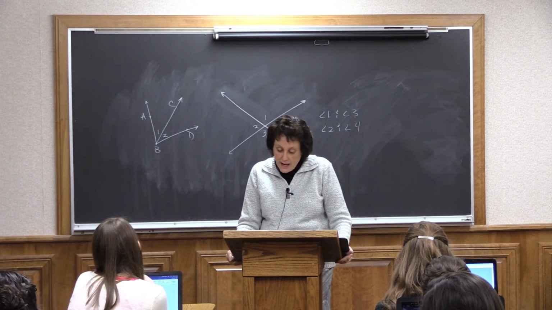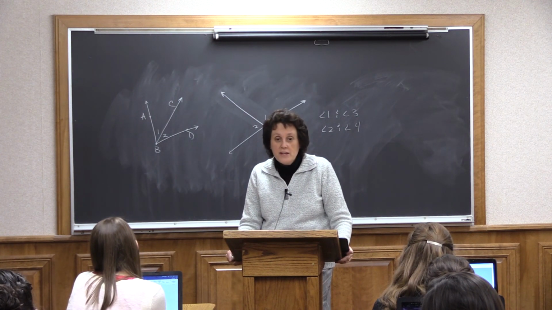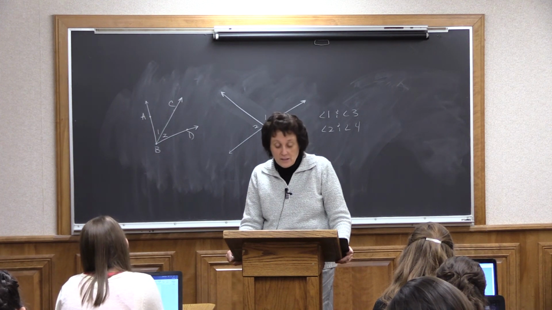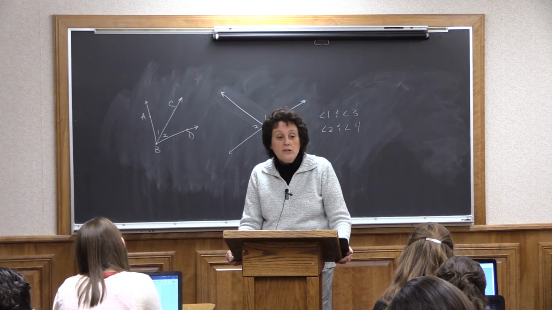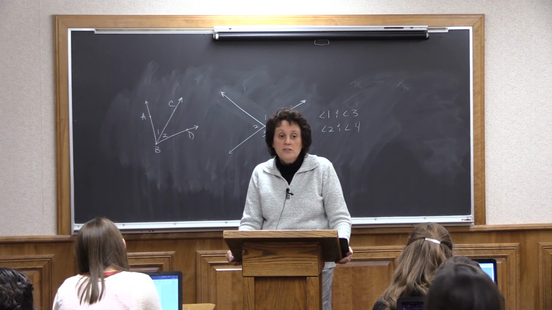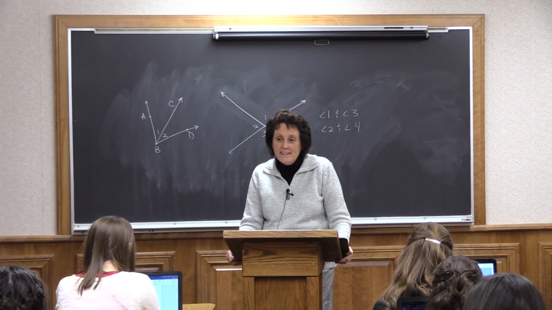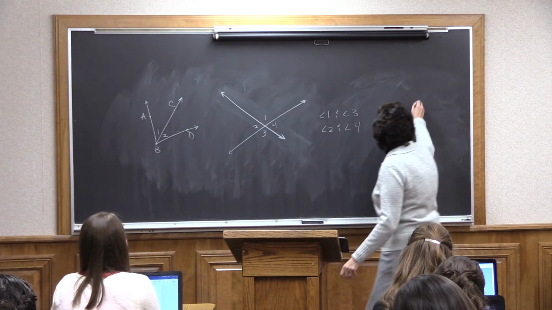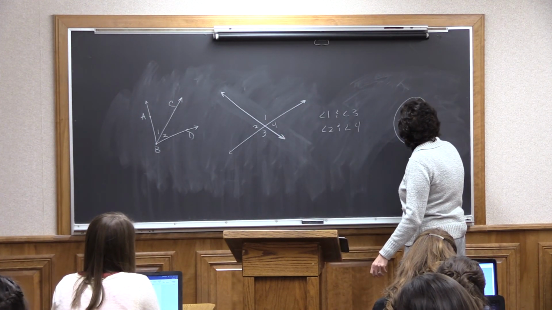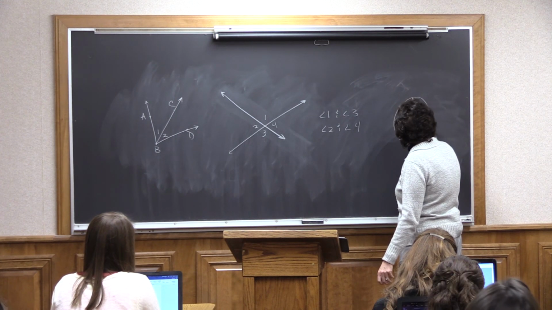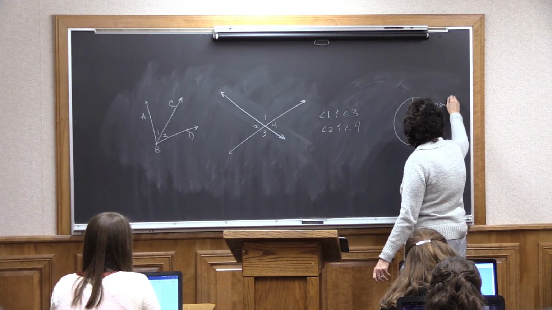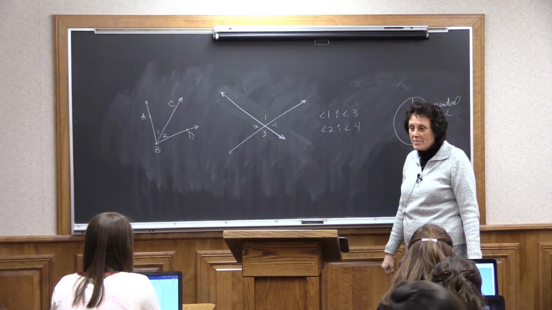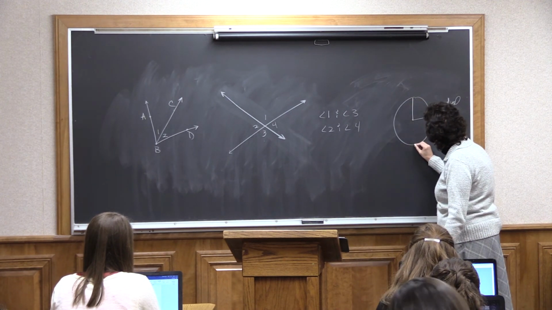We can also name angles by location within other figures. Okay. In particular, we will deal with angles on and in circles. We have a circle. If we have an angle at the center of the circle, it's called a central angle. Okay. We can also have an angle on the circle.